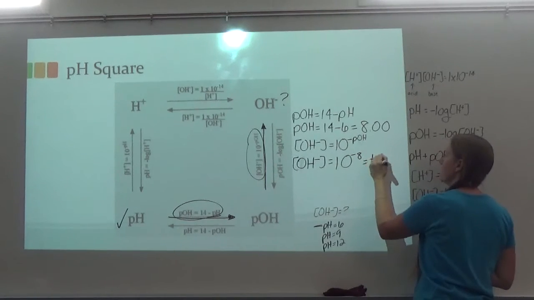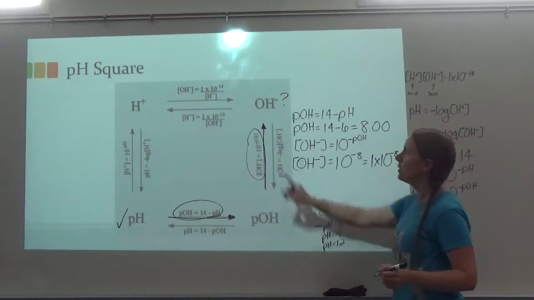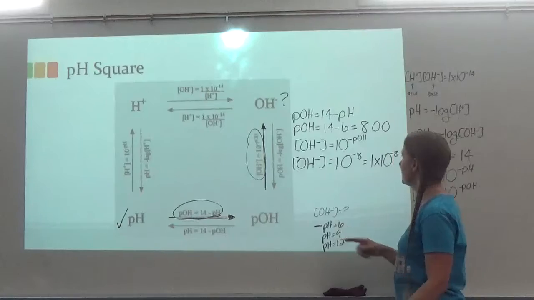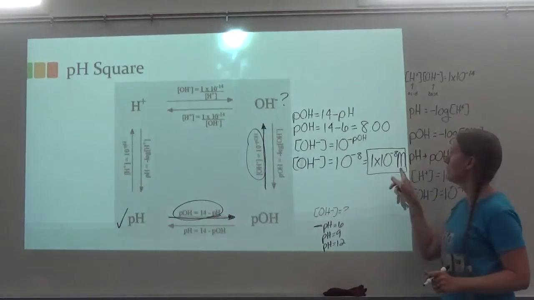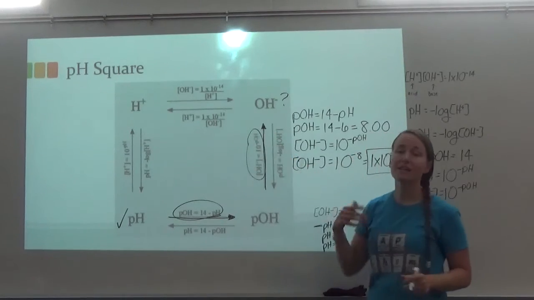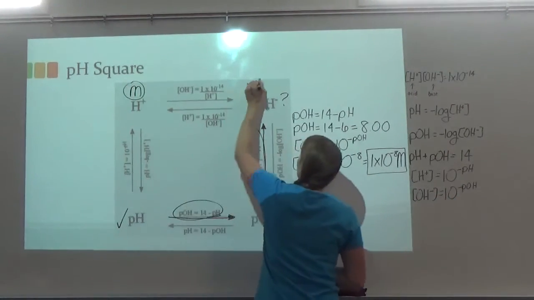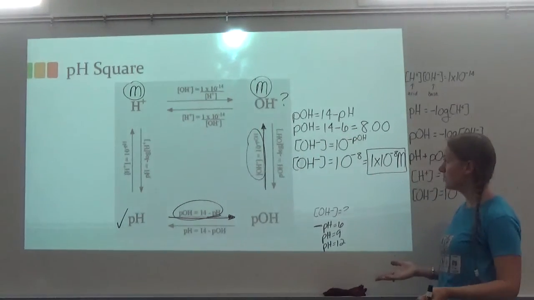And so when you put that in, of course, your calculator is just going to give you 1 times 10 to the negative 8. But what do we always have to put when we calculate H plus and OH minus, even though it's not given to us? The unit, which is molarity. Okay, so don't forget, H plus and OH minus have to have molarity. So remember, on your copy of your square, maybe you want to write molarity above both of them so that you can remember to do that.